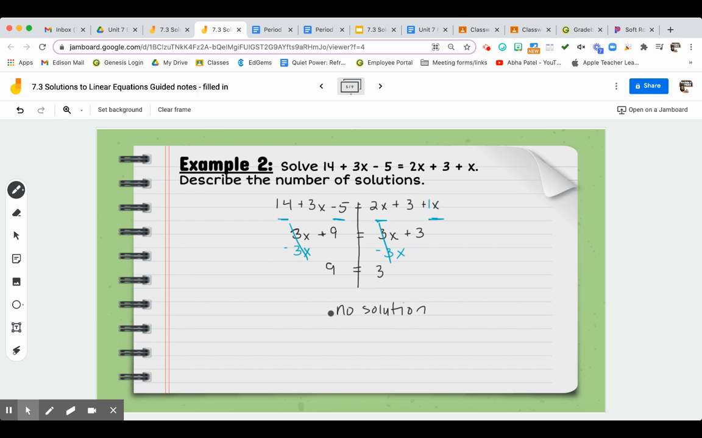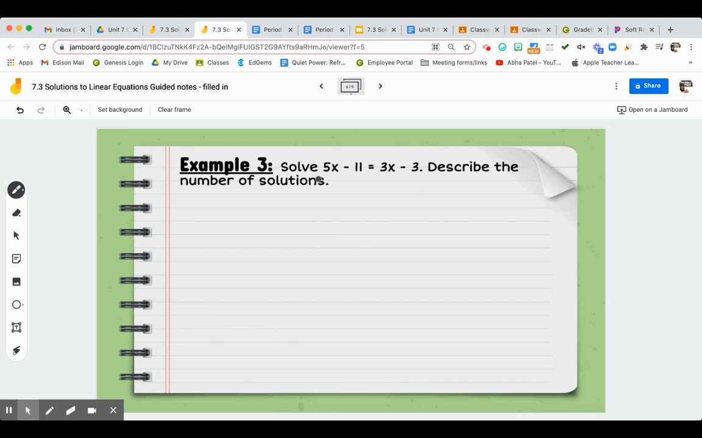No matter what value for x you put in there, it is going to be incorrect. Okay. Do another problem. Solve 5x minus 11 is equal to 3x minus 3. I'm going to draw my little line there. It's not as straight as I'd like.